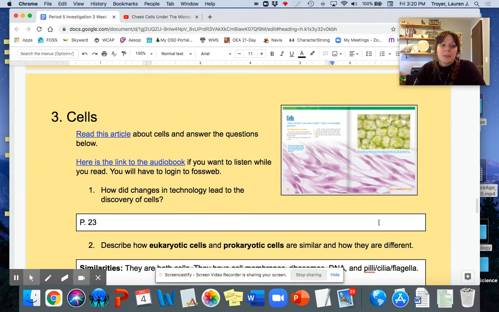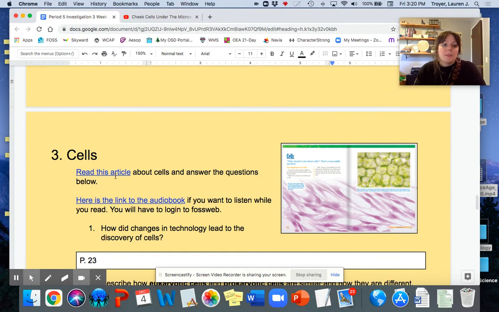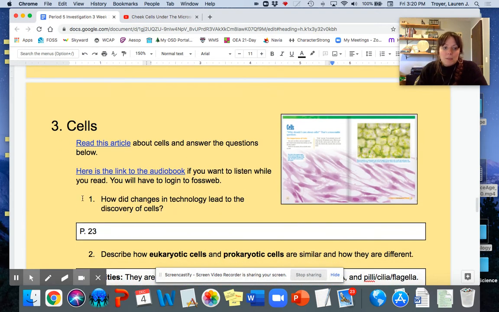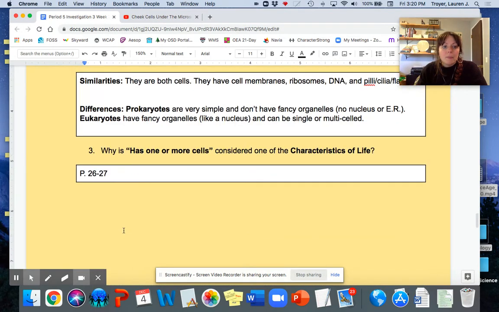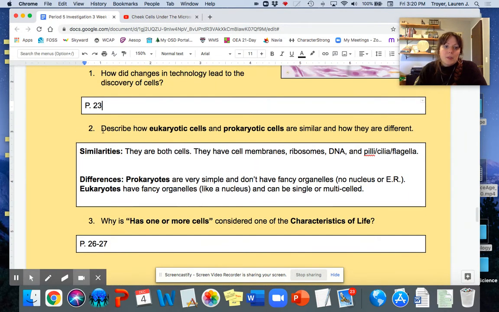Okay, you're going to read an article about cells and listen to the audiobook at the same time if you want it to read to you. You're going to answer this question number 1 from page 23. You need to look up the answer. Question number 2, I did it with you in class because this is a big question that has an important answer, and I want to make sure you have that.